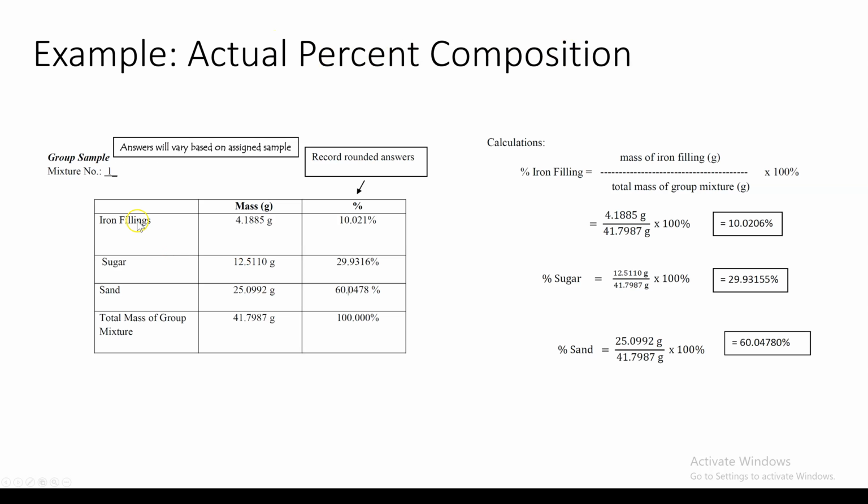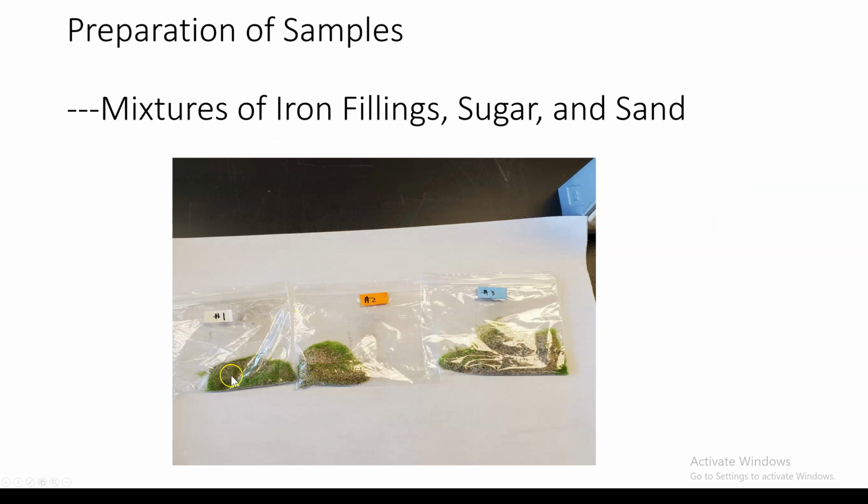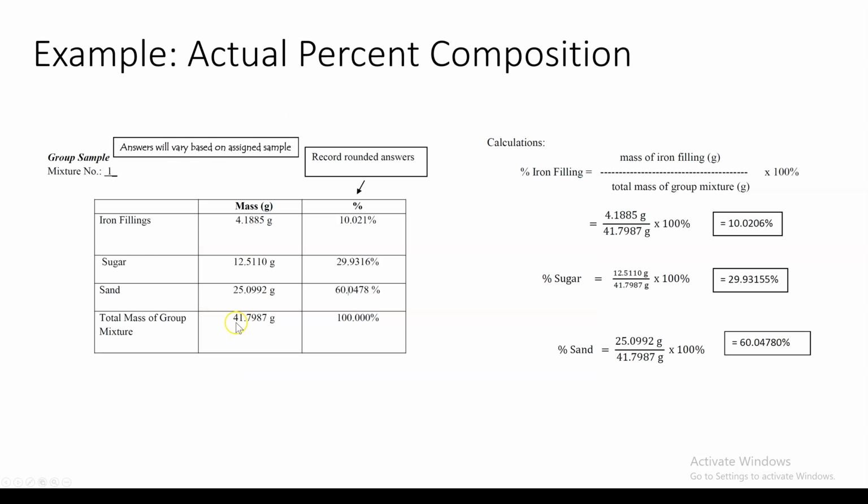So let's say that in our mixture, and again, this is an example and not based on the previous data that I have shown. So let's say we make a mixture by weighing out 4.1885 gram of the iron filings and 12.5110 gram of sugar and 25.0992 gram of the sand. When we combine all of this together to produce our Ziploc bag over here, we would now have 41.7987 gram. And this would then be the mass of the entire sample.